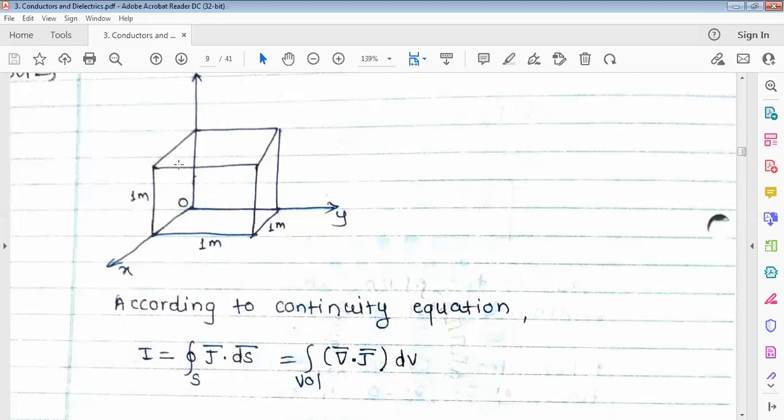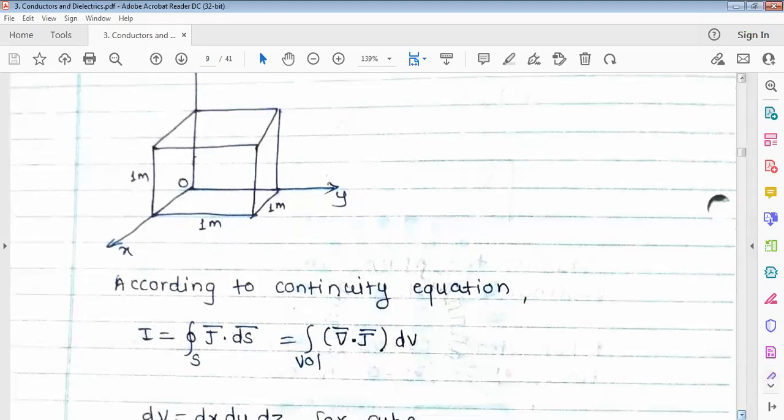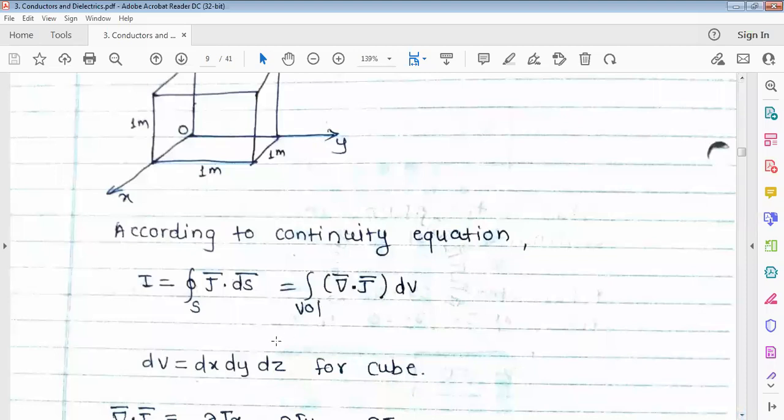So instead of that you are having this equation, right? This current I is equal to closed surface integral of j bar dot ds bar, and it is equal to volume integral of del dot j bar into dv, right? So this is nothing but your divergence theorem. Here this j bar vector is given. So del dot j bar means if there is a dot product, it is nothing but divergence. Okay, so you can find this, and you can also write the equation for this dv.